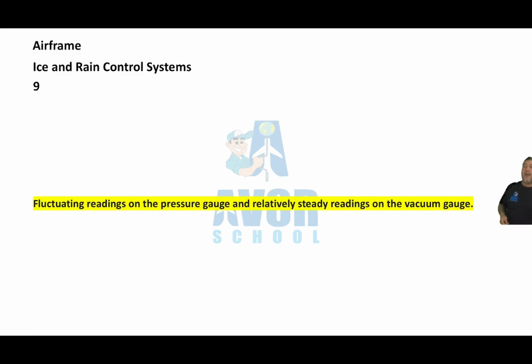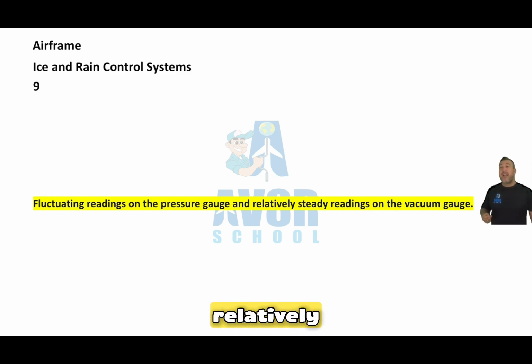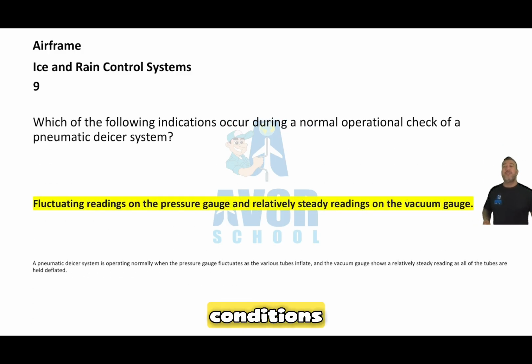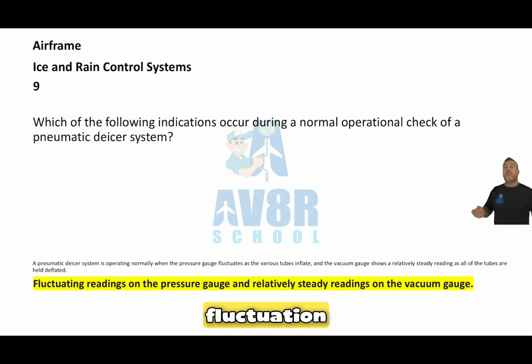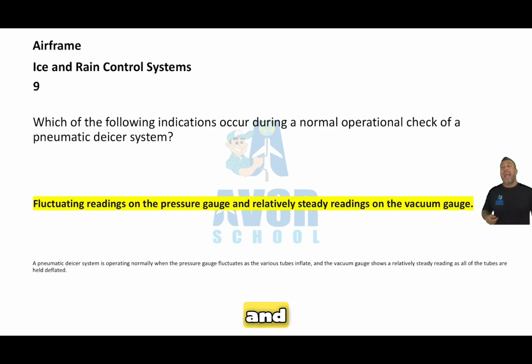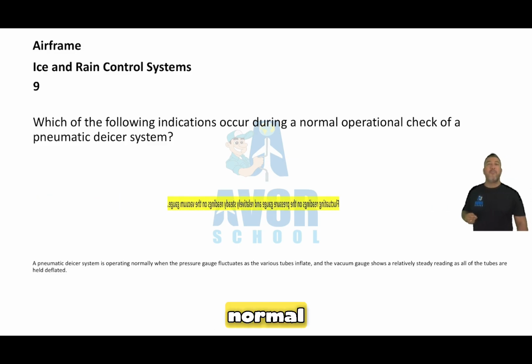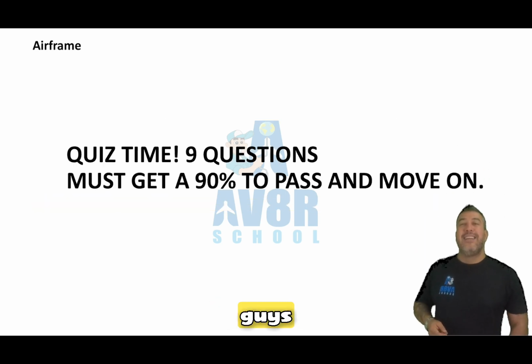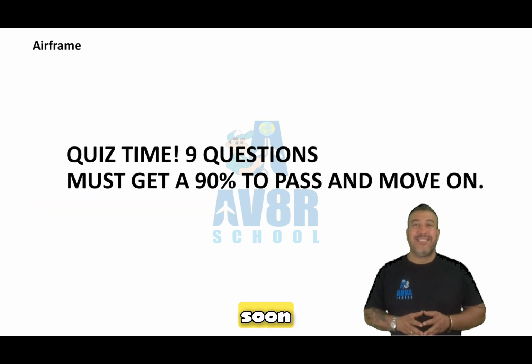Number 9, fluctuating readings on the pressure gauges and relatively steady readings on the vacuum gauge. Which of the conditions occur during a normal operational check of a pneumatic de-icer system? Fluctuating readings on the pressure gauge and relatively steady readings on the vacuum gauge. That's normal operating conditions. Guys, take your first quiz, and I'll see you soon.